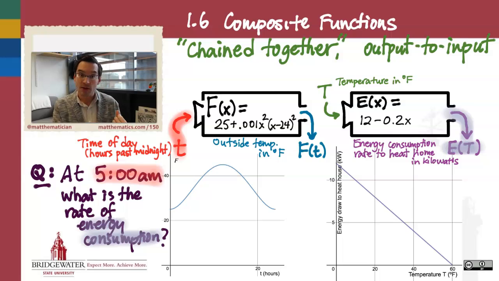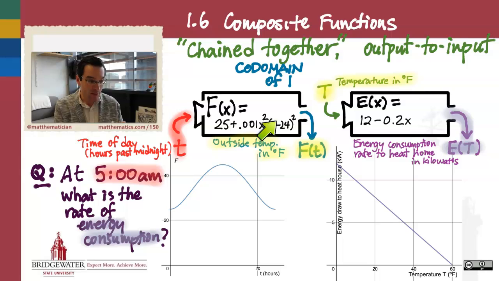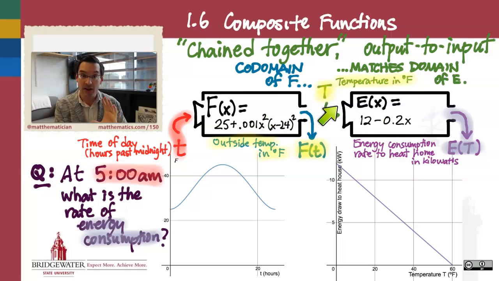So what I really want to be able to do is connect these two functions together. And I can do that if and only if the kinds of outputs that the first function generates are the same as the kinds of inputs that the second function expects. In other words, I can't connect these two functions together unless the output of the first is able to be fed into the input of the second. If the codomain of my f matches the domain of my E.